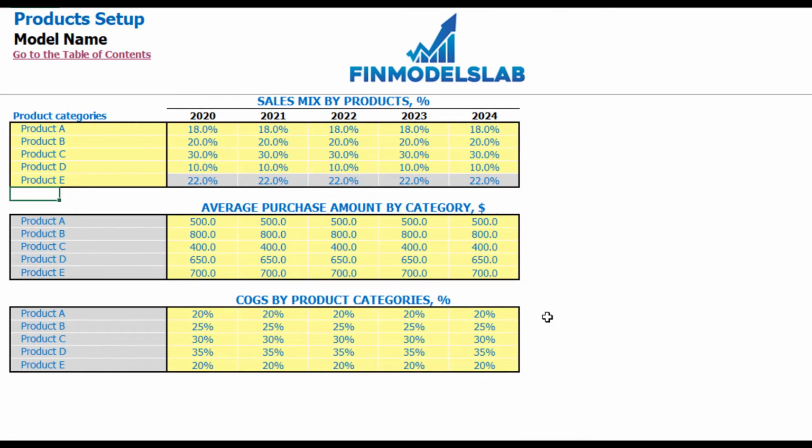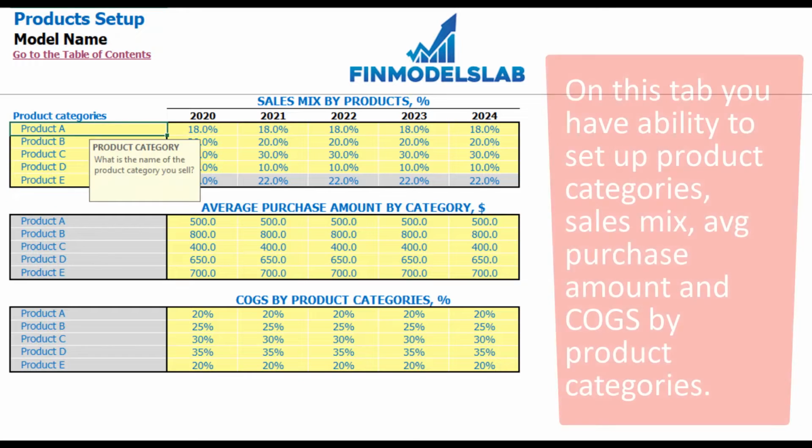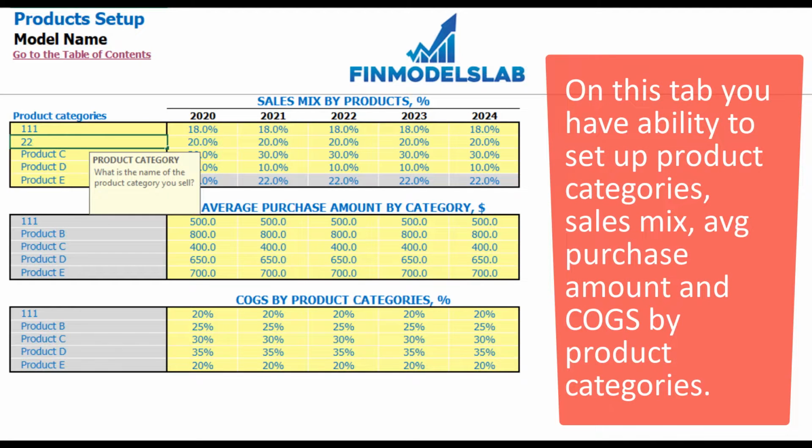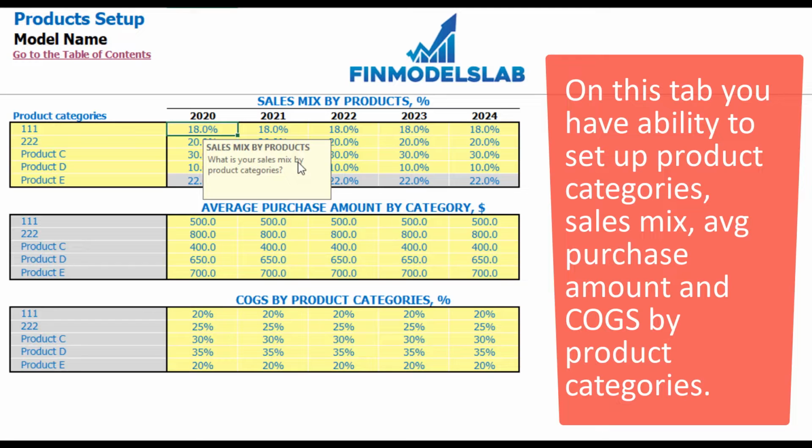On the Products tab, you can input product category names like 111, 222, etc. Any name you need. And you can set up the sales mix by products. For example, if you input something wrong, like 80%, your product number 5, which is 100% minus the sum of the breakdown of the previous 4 products, will be minus 40%. You will see the red color. This means you input something wrong.